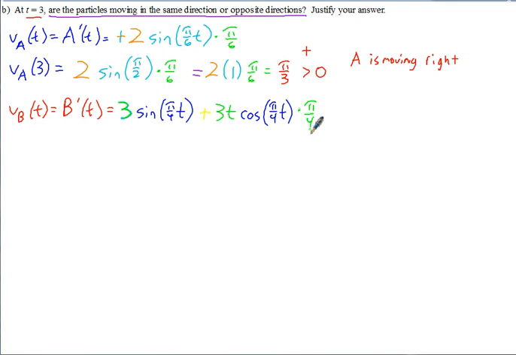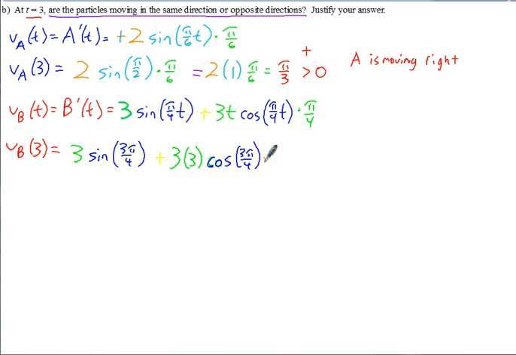And now let's go ahead and substitute in 3 to see if it's positive or negative. So 3 times the sine, we plug in 3 there, that becomes 3 pi over 4. Plus 3 times 3, and that also becomes 3 pi over 4 inside of cosine, times pi over 4. So let's go ahead and draw 3 pi over 4 here. 3 pi over 4 is in the second quadrant of our unit circle. This here is pi, which is the same as 4 pi over 4. This is pi over 4 less than it. So 3 pi over 4 is here. The triangle is a 45, 45, 90 triangle, 1, 1, and root 2, except this one's in the negative direction.